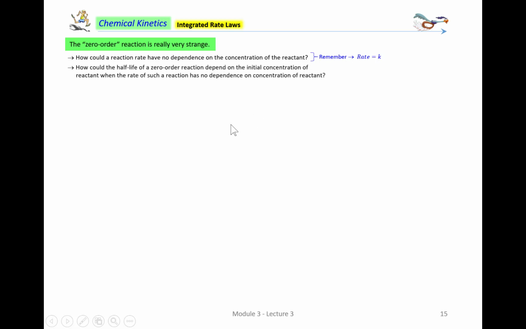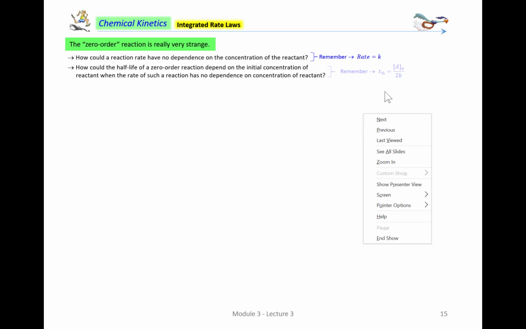And then what's even stranger is if the rate of a zero order reaction has no dependence on the concentration of the reactant, why would the half-life of a zero order reaction depend on the initial concentration when the rate of the reaction has no dependence on the concentration? So this seems to be pretty twisted.